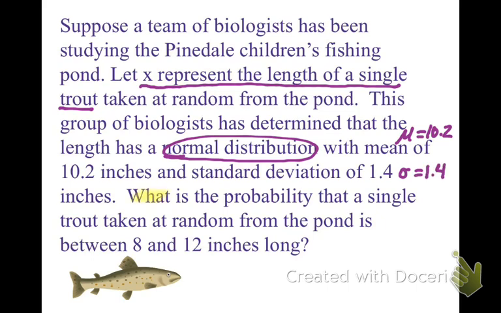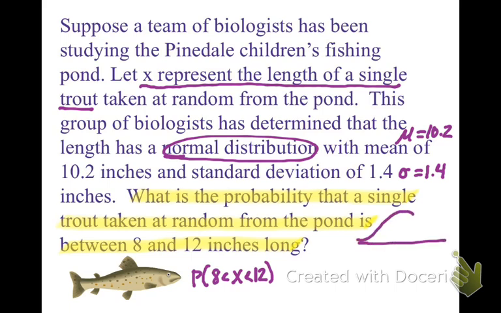We want to know the probability that a single trout taken at random from the pond is between 8 and 12 inches long. So let's write our probability statement. This is the probability, not of a mean, but of a single trout, so one x, being between 8 and 12 inches long. Remember we said that we have a normal distribution centered at 10.2. I want to know the probability that it is between 8 and 12 inches long, so we're looking at this area under our normal curve.